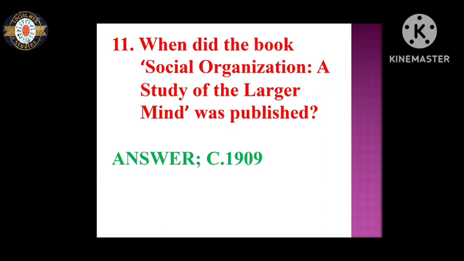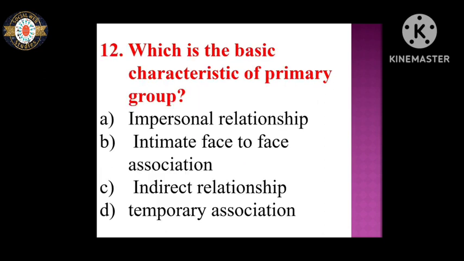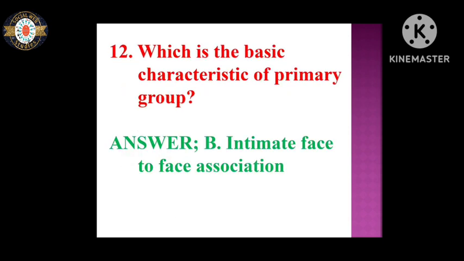Another question is, which is the basic characteristic of primary group? Option A, interpersonal relationship. Option B, intimate face-to-face association. Option C, indirect relationship. Option D, temporary association. Answer of this question is option B, intimate face-to-face association.